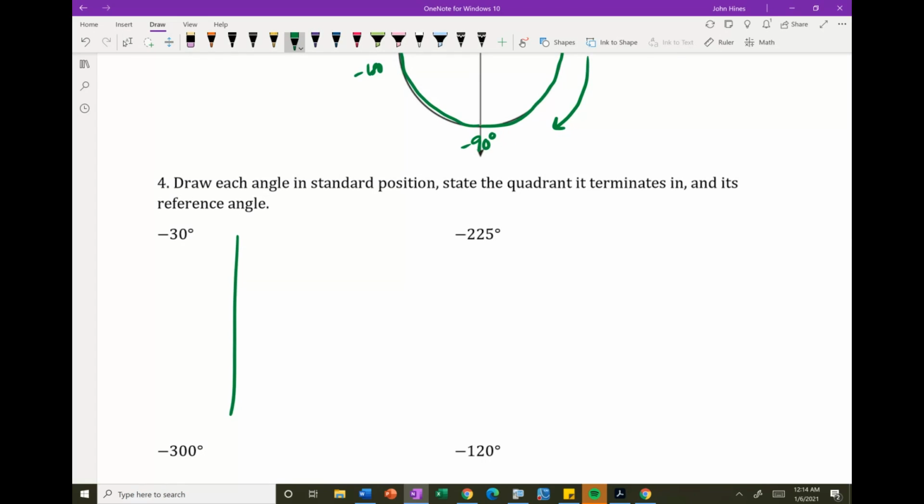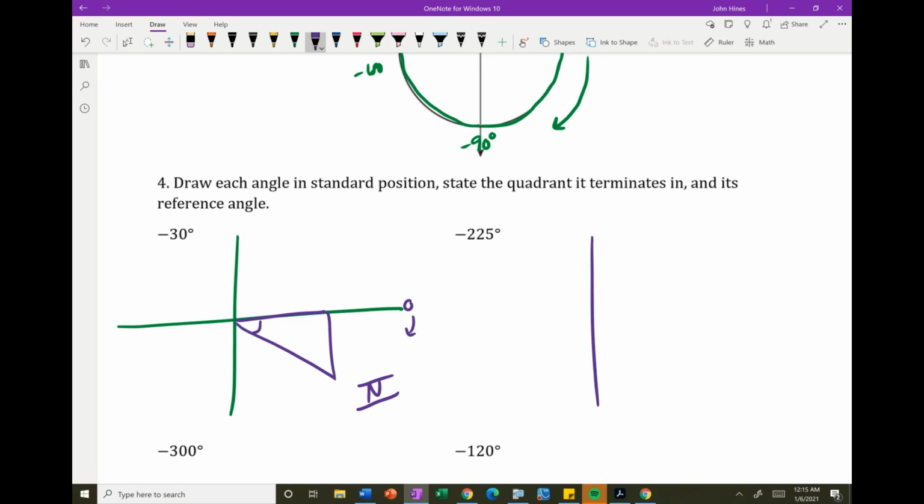So negative 30 degrees is we start at our positive x-axis, but I spin backwards 30 degrees. So it's really a quadrant 4 angle, negative 30 degrees. Because there's 0, I have to spin clockwise.